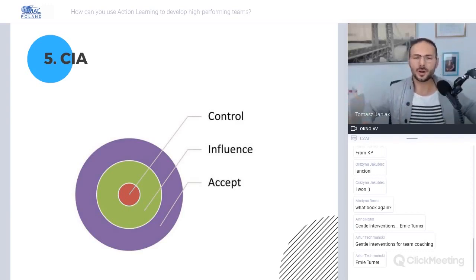And then there are areas in our lives, in our work, where we have no control. We can only accept them. I'm not saying we should agree with them. It's a completely different story. We have to accept them because we can't change them.